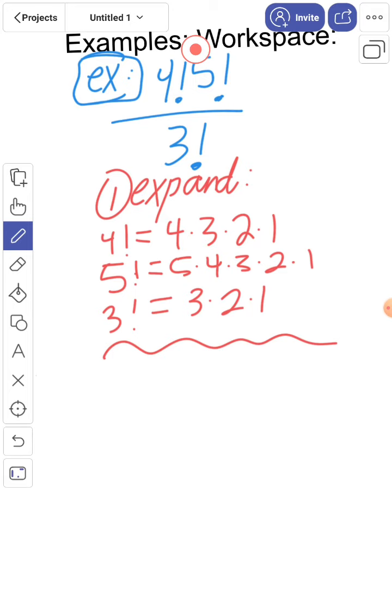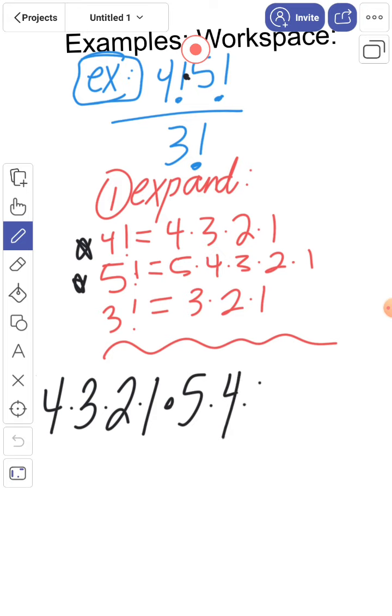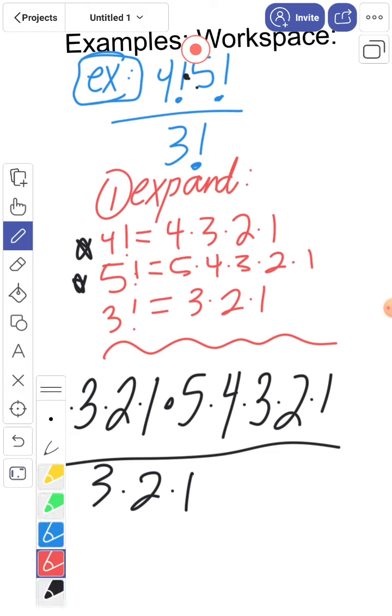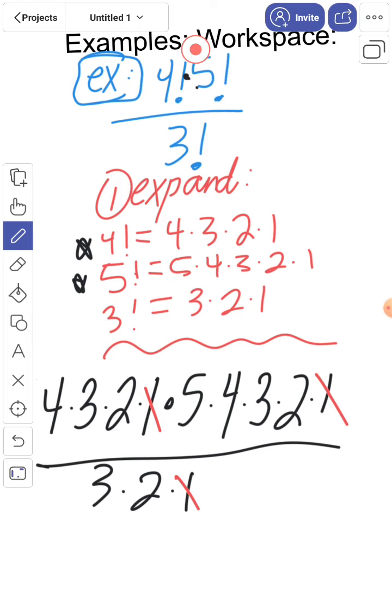So 4 factorial goes first. 4 times 3 times 2 times 1. Times, so there's an invisible times there, times 5 factorial. 5 times 4 times 3 times 2 times 1. Over 3 factorial. 3 times 2 times 1. So what can I do to make my life easy? Well, first I can cross out all these ones, right? This is the fun part. You're going to start crossing a whole bunch of numbers out.